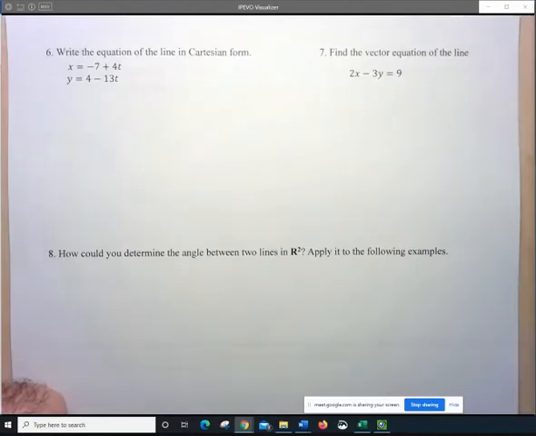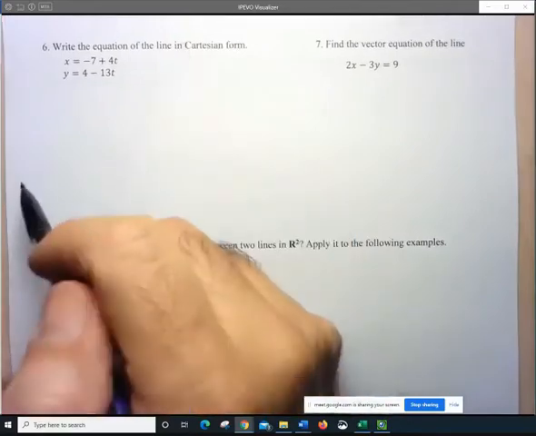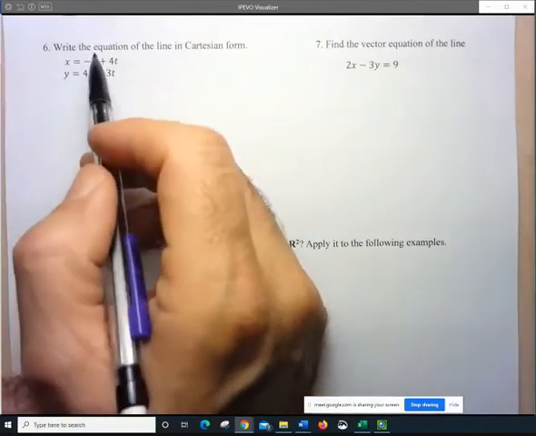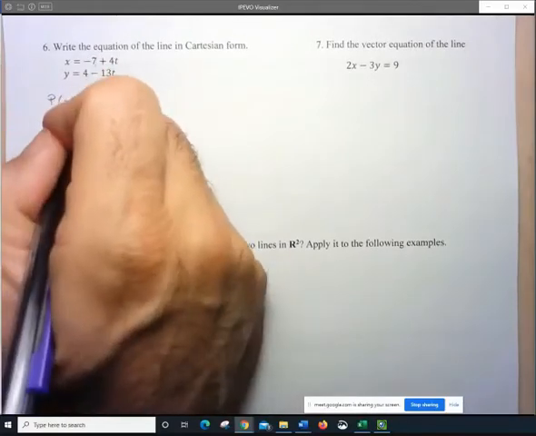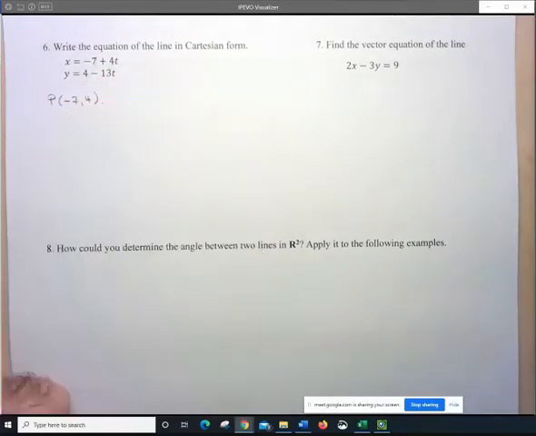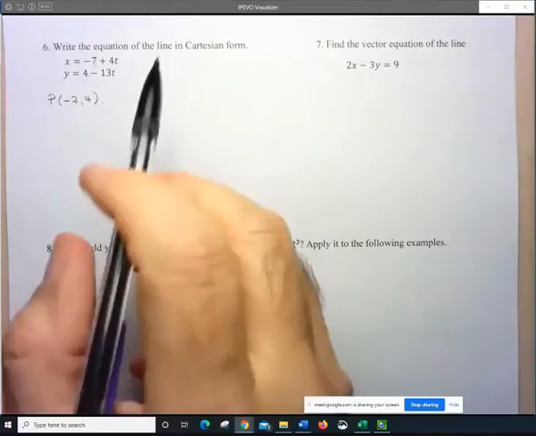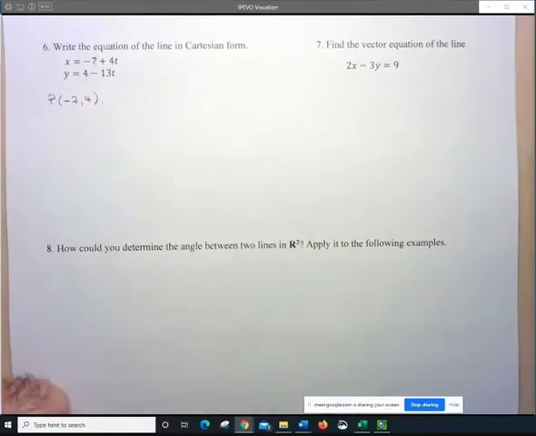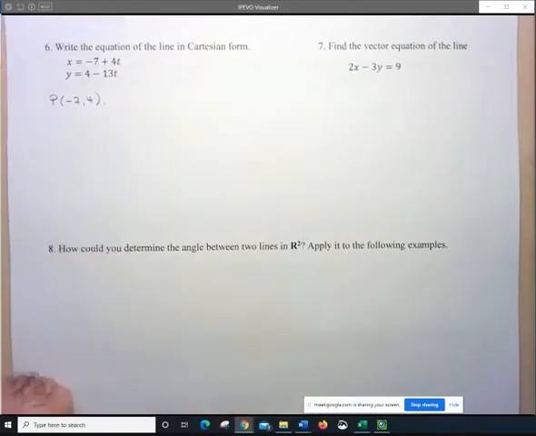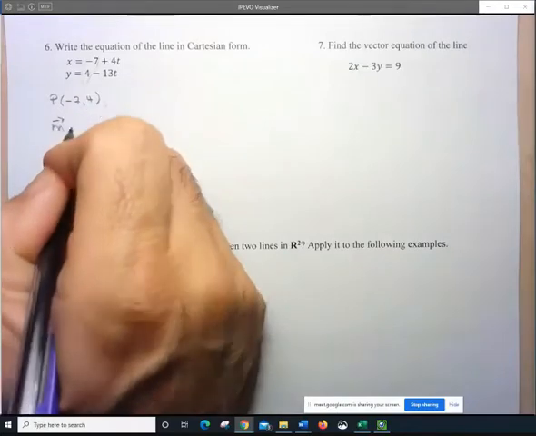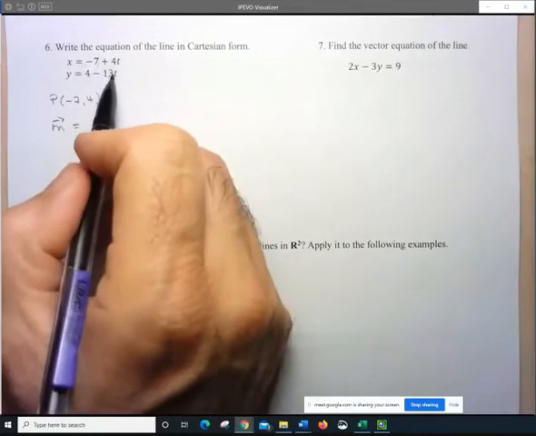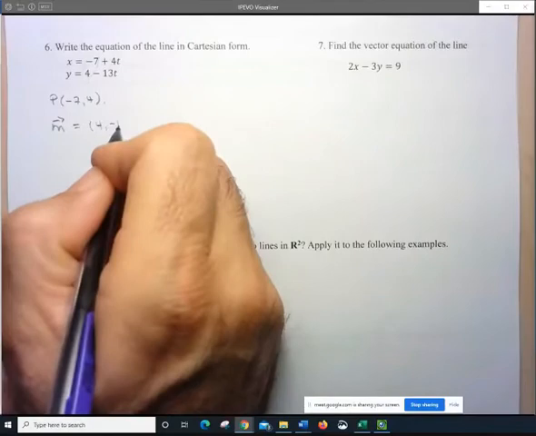There you go. I know I'm going to need a specific point to find Cartesian form. And so this is where I'm going to look at those constants. And I realize that a point on this line is going to be (-7, 4). Perfect. But now, Cartesian equation, I still need a normal vector. What's going to help me find a normal vector here? There you go. I'm going to extract my direction vector, which is the coefficients of t, so (4, -13).